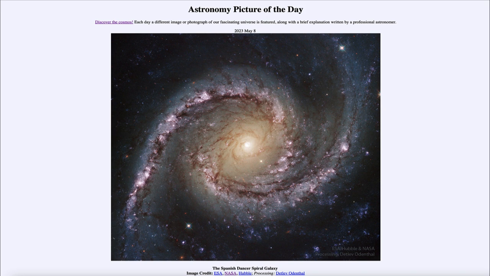So that was our picture of the day for May 8th of 2023. It was titled The Spanish Dancer Spiral Galaxy.